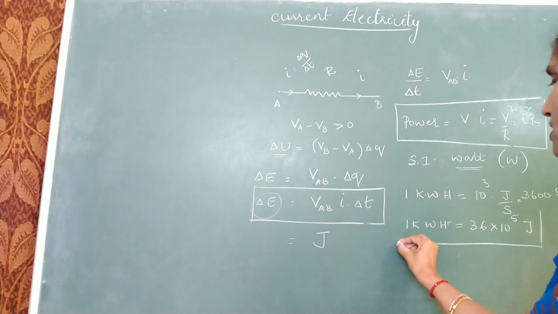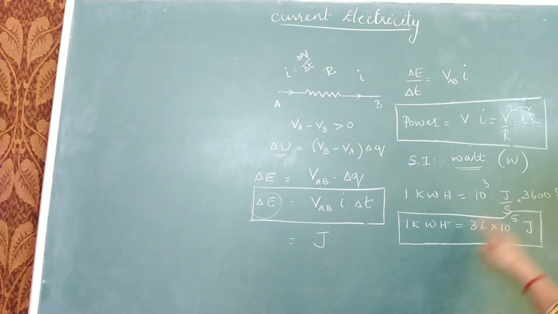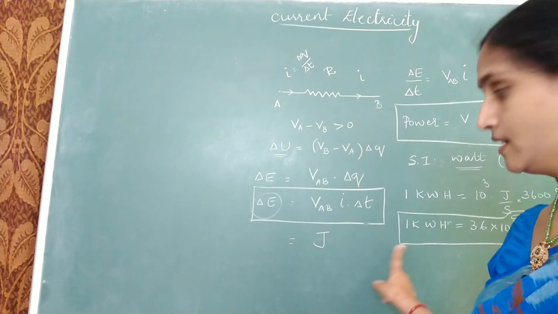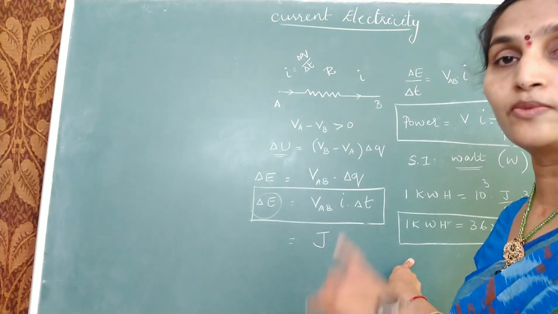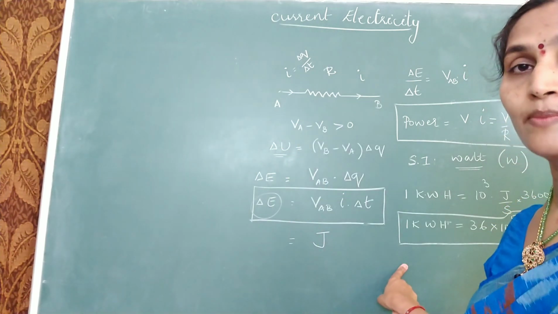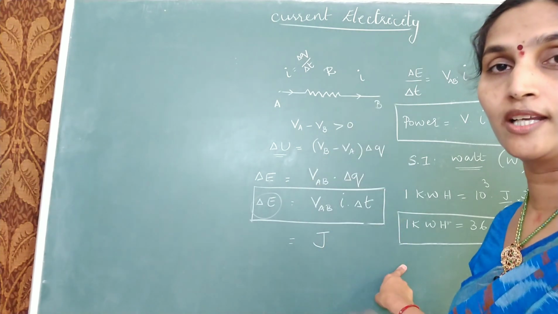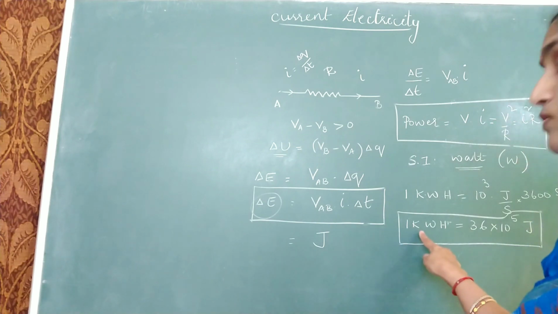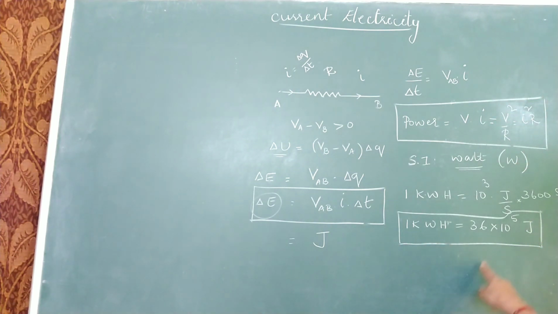Remember this conversion. This itself we call 1 unit, when you measure the current bill, the number of units. 1 unit is 1 kilowatt hour. For electrical appliances, it will be written, no? What is the power consumed? It consumes 1 unit per day, 2 units per day. What is the meaning of 1 unit here? 1 unit is 1 kilowatt hour, which is 36 into 10 to the power 5 joules.